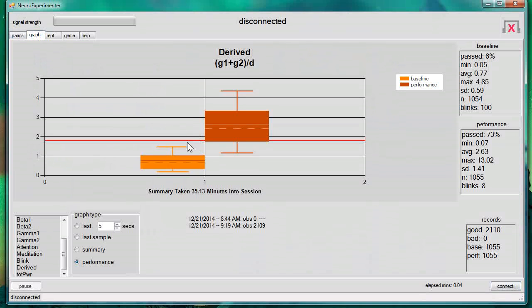And okay, here's our graph, here's our cutoff, and now we can look at these two boxes. This says for the baseline part of our session, only 6% of the samples passed. In other words, only 6% of the baseline samples were above this. So we are misclassifying in some sense 6% of the baseline samples as meditation. 73% of the performance samples are being classified as meditation. In other words, for the portion of our session that we designate as meditation, 73% of the samples are being classified as meditation.